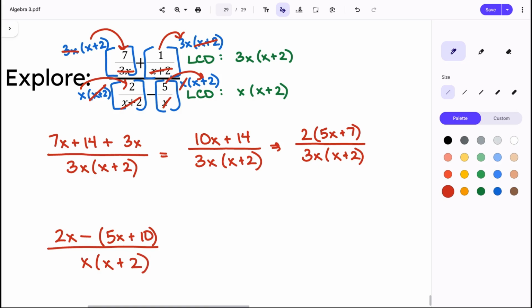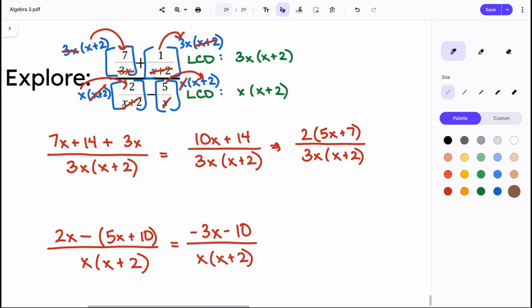How is the top of that going to simplify? What would be your 2x minus 5x? Negative 3x. And then, is it plus 10 or minus 10? Good, minus 10. I don't think there's anything we can do with that as far as taking anything out.